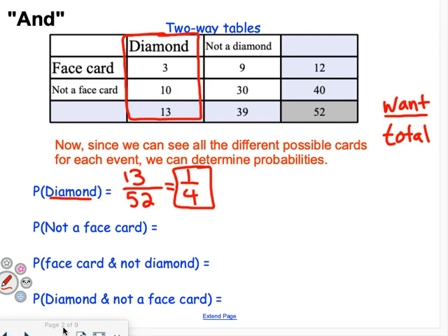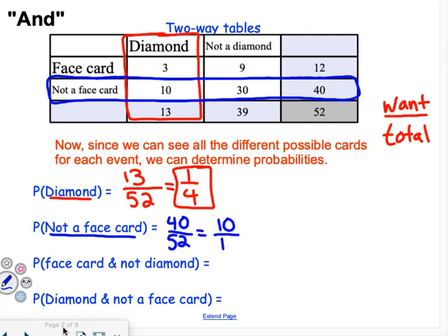Now we go to the next one. It says probability of not a face card. Notice not a face card is this row right here. It wants to be not a face card, where there are a total of 40 non-face cards out of 52 cards, which leads to 10 out of 13. We reduce that down.